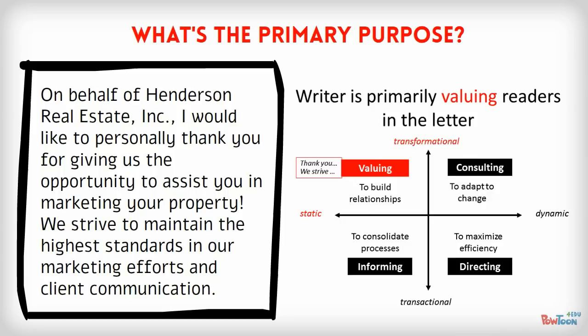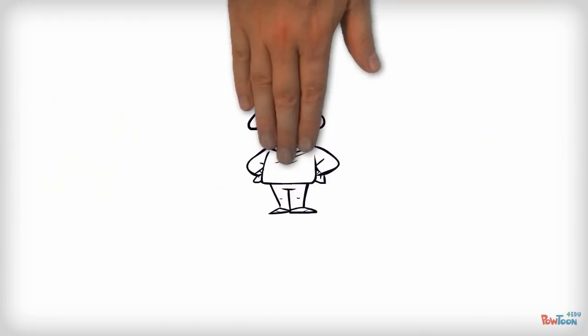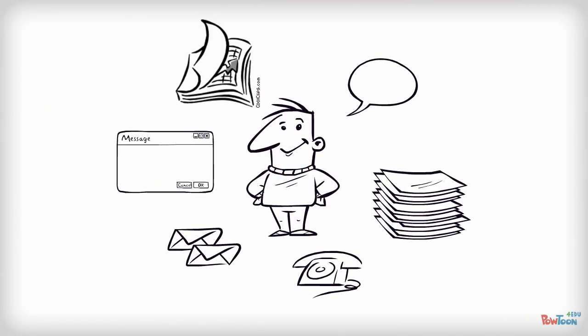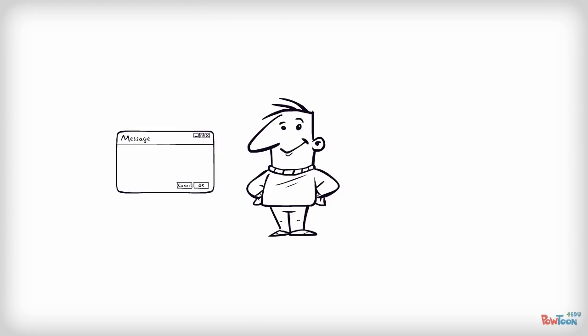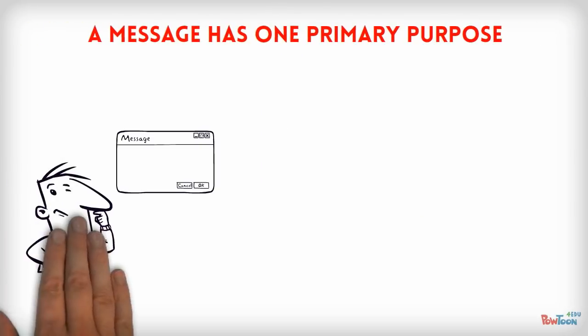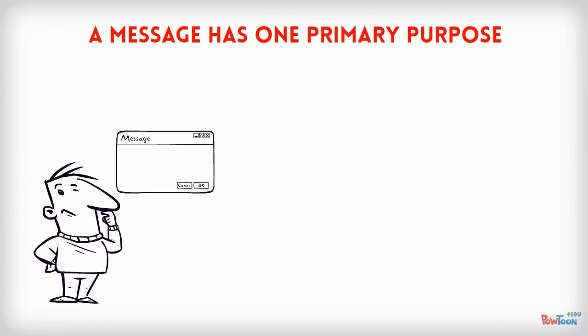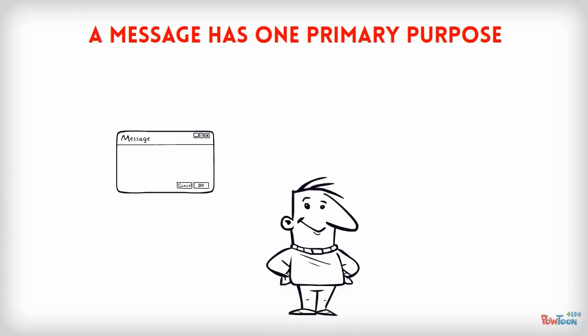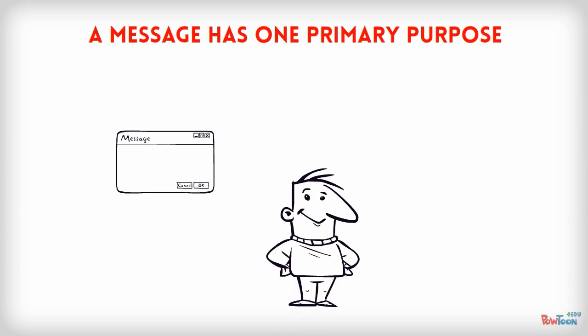A moment ago, I said that professionals are most effective when they communicate for all four purposes. That means over time with all organizational members. But this isn't the case for a single message. While most documents are likely to include more than one purpose, all successful workplace messages have one primary purpose. Let's consider this more carefully using the email I mentioned at the beginning of this tutorial.